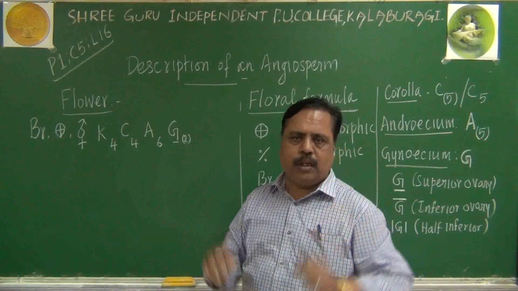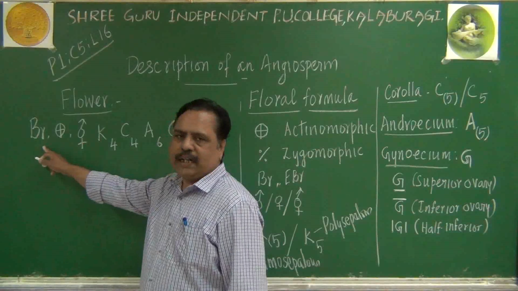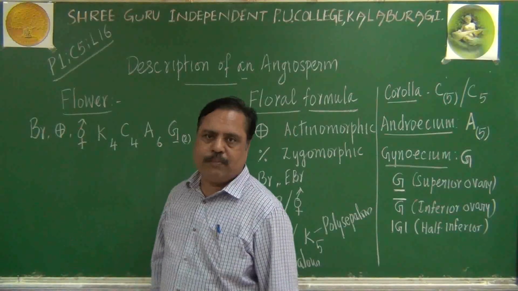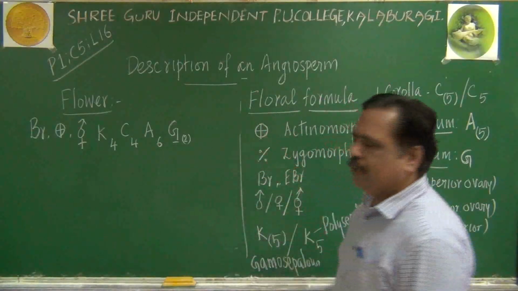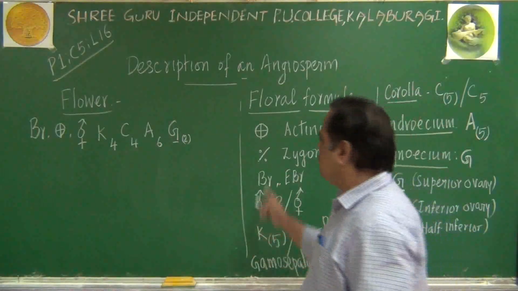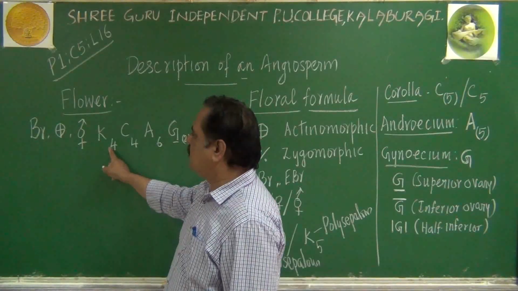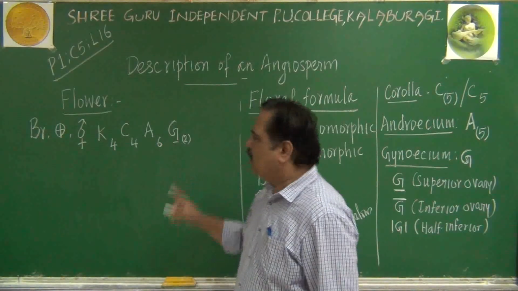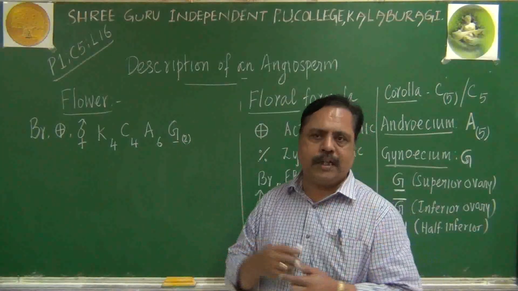By seeing that formula, what information can we get? It has got bract, so I am writing BR. It is actinomorphic. Actinomorphic means what? Radial symmetry. For that I put the symbol here. Suppose the flower is zygomorphic, I could put the percentage mark. It is a bisexual flower. It has got 4 sepals, 4 petals, 6 androecium or stamen, and bicarpellary gynoecium, superior ovary. Like that, we can make a condition.